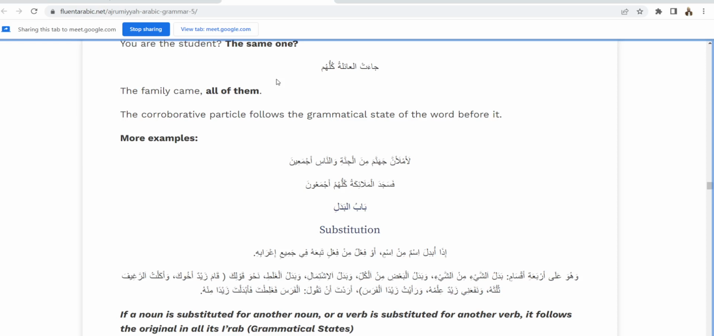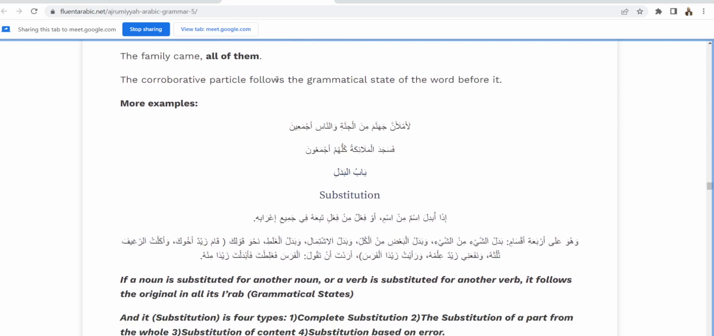لأملأن جهنم من الجنة والناس أجمعين. So basically, the أجمعين is an emphasis for جنة and ناس. فسجد الملائكة كلهم.